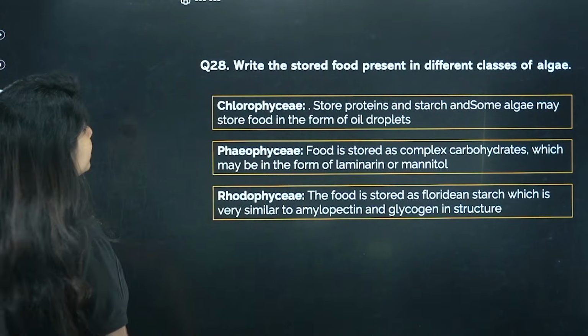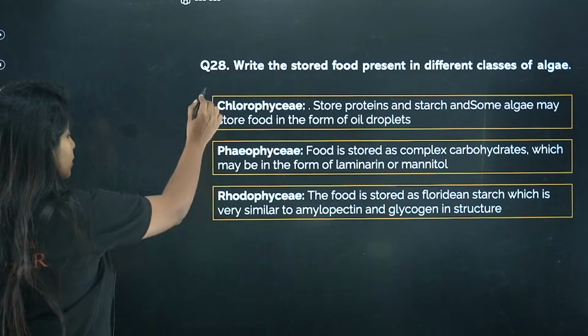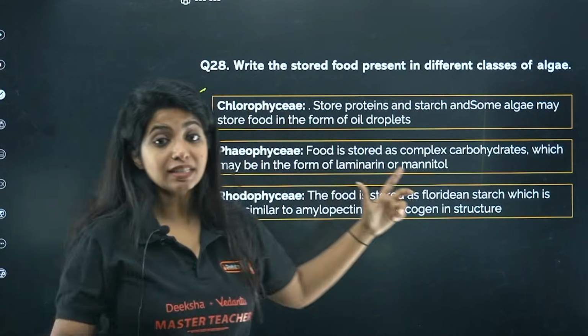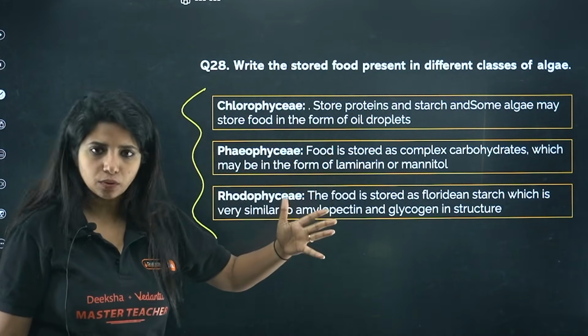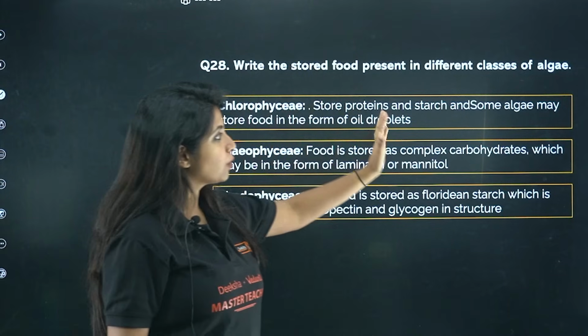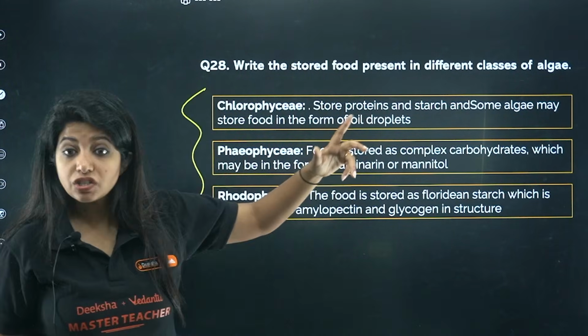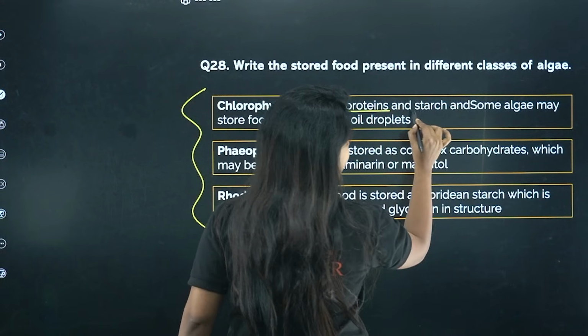Yes. Now, write the stored food present in the different classes of algae. These are the 3 different classes of algae: Chlorophyceae as in green algae, Phaeophyceae as in brown algae, Rhodophyceae as in red algae. Okay. Now, Chlorophyceae, it stores protein and starch. So, you are being asked what is the stored food present. It is mostly the proteins as well as the starch.